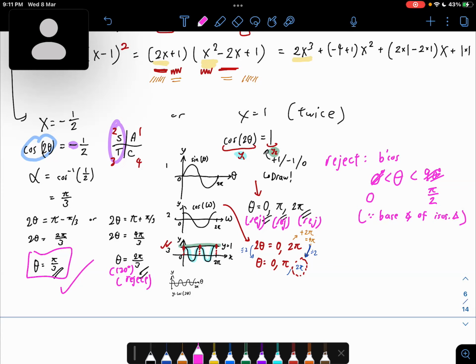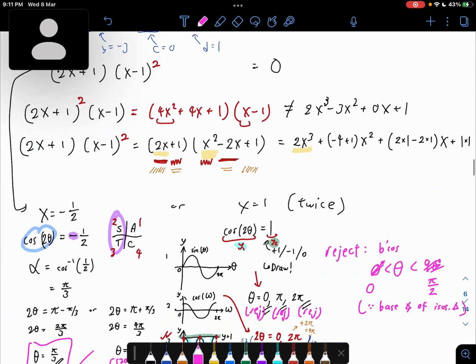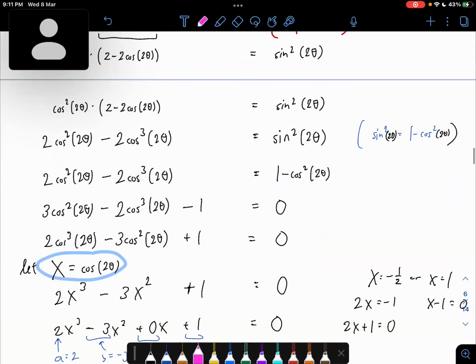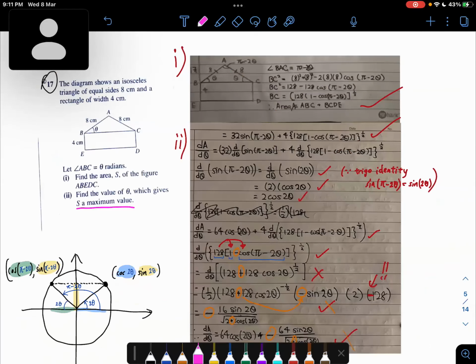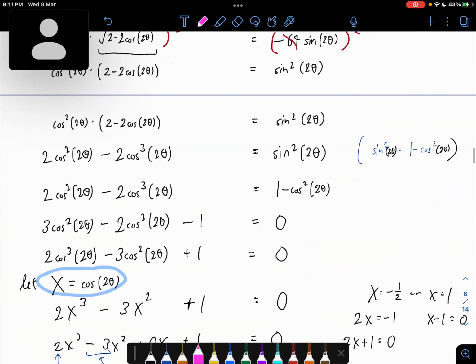Okay, that's good. So what? We now need to answer the question. You don't just solve for theta. You must answer the question, which asks for a maximum value. How do you know it's a maximum value? You don't know for sure. So you need to put theta back into the formula for S and get the value of S. After that, you need to determine the nature of that point: maximum, minimum, or stationary point of inflection. So let's just finish up the question.